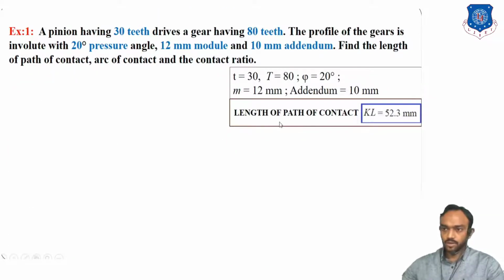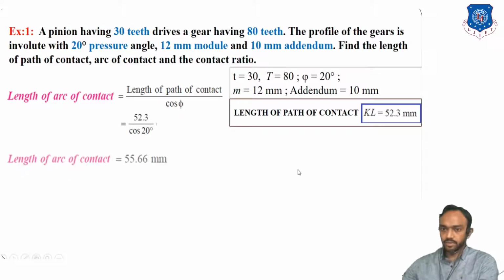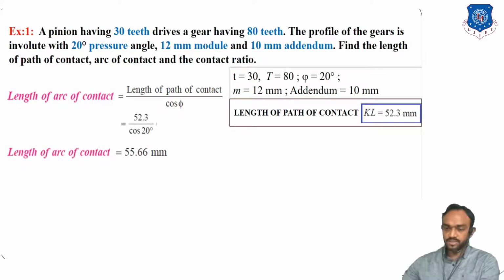Now the length of path of contact will be useful in our next point, the length of arc of contact. You know the equation: length of arc is equal to length of path divided by cos phi, and the length of path we have already found as 52.3. So 52.3 divided by cos 20, and you will find 55.66 is the answer.